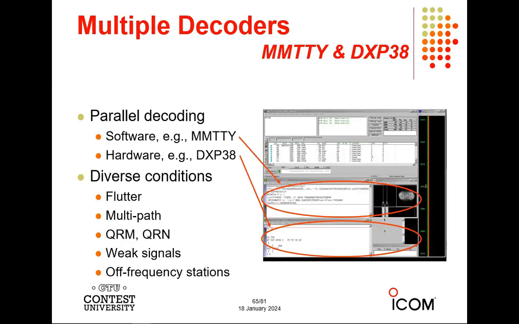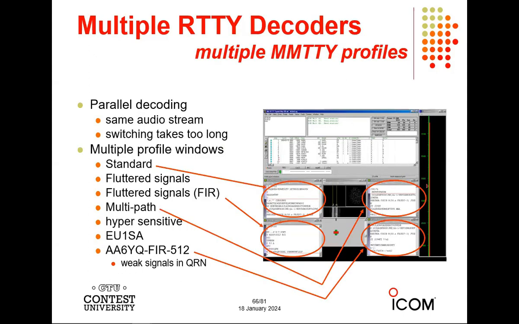So here's an example of MMTTY. This is WriteLog as the logger, but here are the two windows. You see I've shrunk them down. I got rid of all the buttons during operation. Once you set up the configuration, you don't need all these buttons. So there's an ability to get those off the screen and get down to just the receive window and the audio spectrum. If you have multiple MMTTY windows, you really only need one audio spectrum, because all you're using it for is tuning. You don't need to see that for each of the decoders. So you can scrunch this down quite a bit. Here's an example with four.